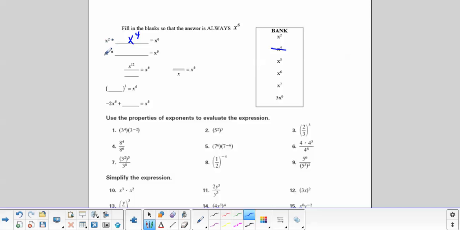Alright, another multiplication problem. You're going to add your exponents. So 1 plus what equals 6? 1 plus 5 equals 6, so this is x to the fifth. Alright, these two are division problems. When you divide, you subtract exponents. So 12 minus what equals 6? That's going to be 6.